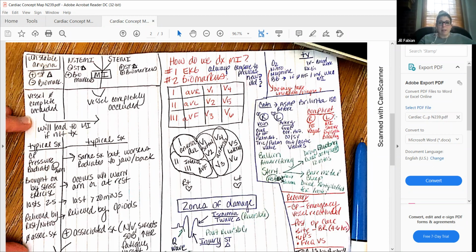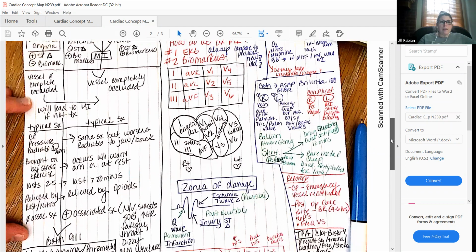So how do we separate these in our mind? Well, your vessel's not completely occluded in the unstable angina, but in an MI, the vessel's completely occluded. This is why it's still an emergency, because if we do not fix it, it will become a full-blown MI. So it is just as much of an emergency as if the vessel's completely occluded itself. We just have a little bit more time sometimes, okay?